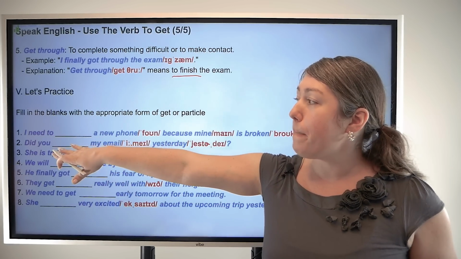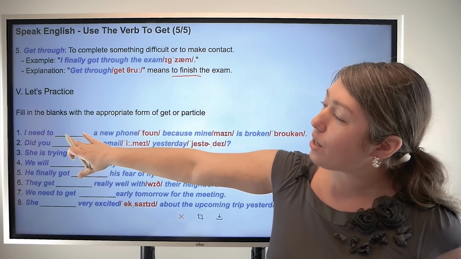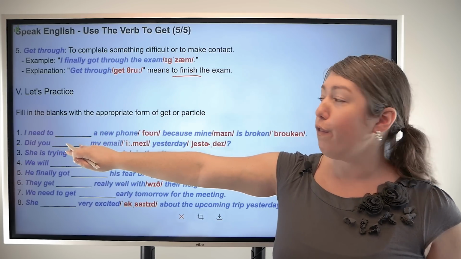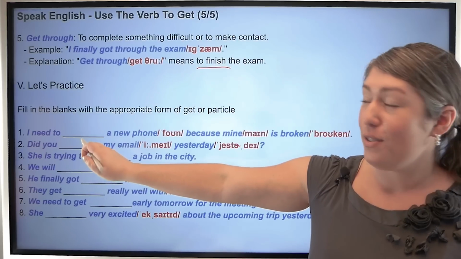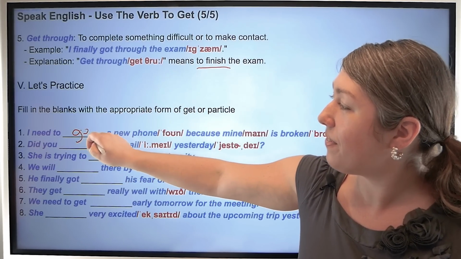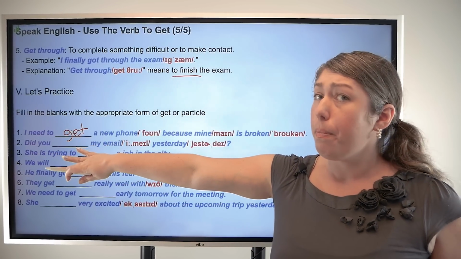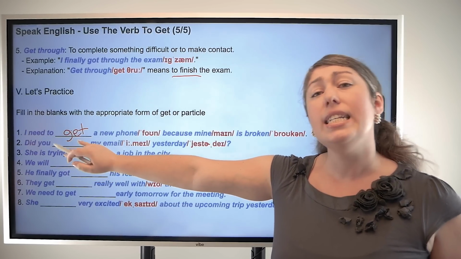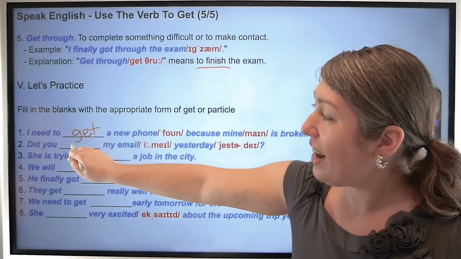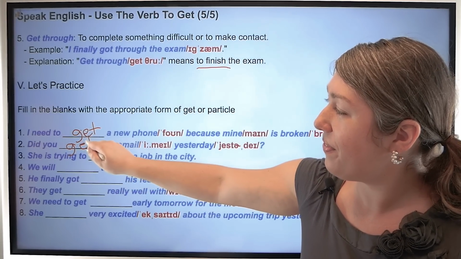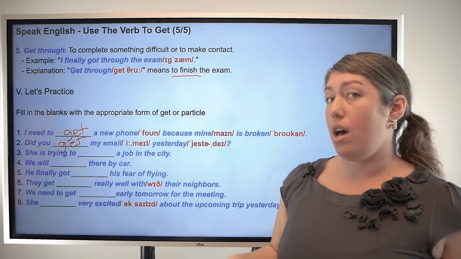I need a new phone because mine's broken. What's going to go here? I need to get a new phone because mine is broken. That's right, it's get. And number 2, did you get my email yesterday? That's right, it's get once again. And number 3, she is trying to get a job in the city.